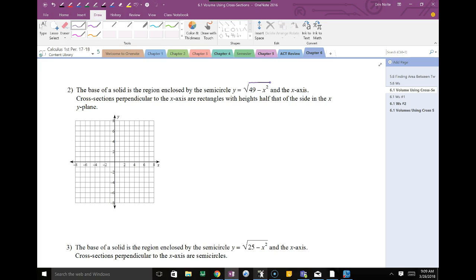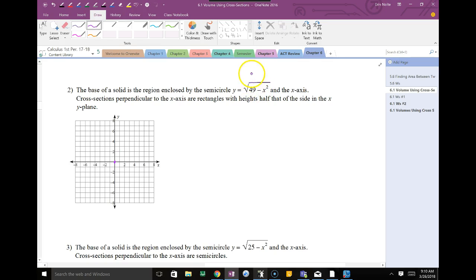So first thing we're going to do is draw the equation. Does anybody know what the square root of 49 minus x squared looks like? It's a semicircle. It is exactly half of a circle. Do you know where the center point is? Good guess. Yes, you're correct in the center point being 0. Do you know what the radius is? 7. Very good, yes.